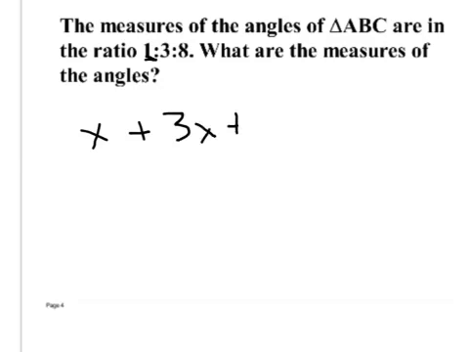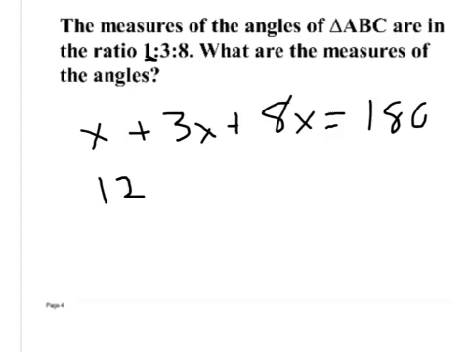Someone raise your hand. Tell me what I'm going to put for angle C. 8X. And it equals 180. So I have X plus 3X plus 8X. 1 plus 3 plus 8. Someone tell me? 12. Good. 12X. So 12X equals 180. Divide by 12.